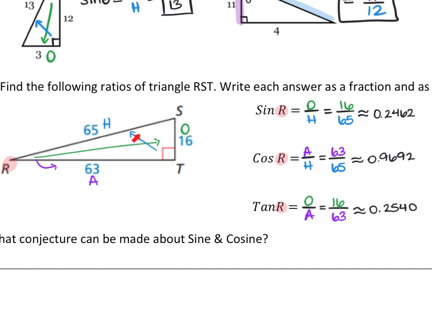Across from my 90-degree angle, which is always my hypotenuse, is the number 65. So everywhere there was an H for hypotenuse in my trig ratios, I've put the number 65. So my three trig ratios for this triangle: sine of R is 16 over 65, or this decimal. Cosine of R is 63 over 65, this decimal approximation. And tangent of R is 16 over 63. I'm just taking the numbers from the triangle.